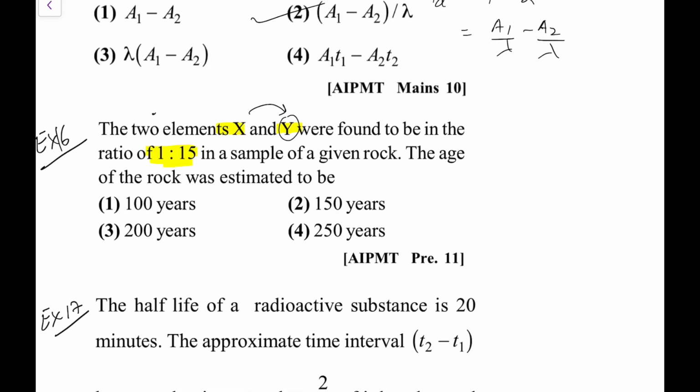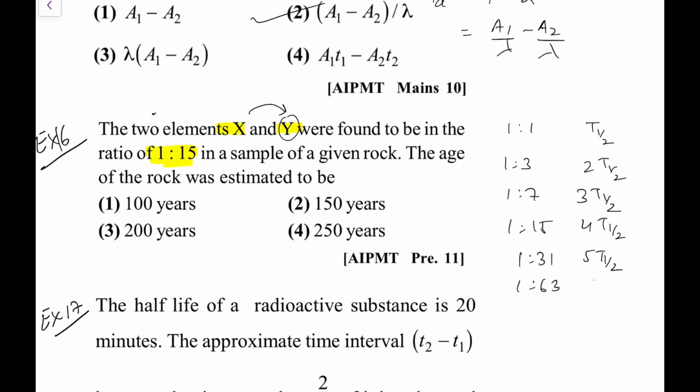I advise students to remember, if the ratio is 1:1, it means 50% has decayed, that means the time would be T half. If it is 1:3, that means 1/4 is remaining, that means it would be 2 T half. 1:7 implies 3 T half, 1:15 implies 4 T half, 1:31 implies 5 T half, and 1:63 implies 6 T half. So just remember this. Here 1:15 is given, so 4 T half.